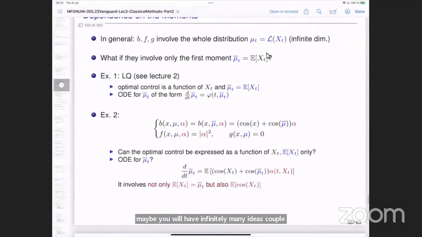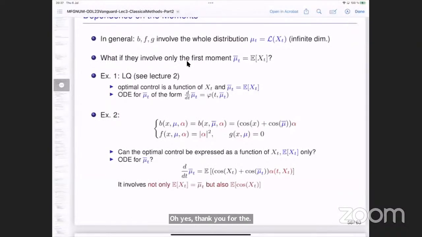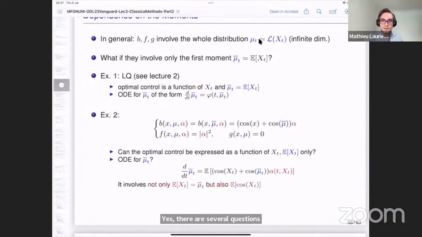However, there is a class... Sorry, Mathieu. Yes, someone is asking a question. Thank you for asking. Yes, there are several questions. Yes, absolutely. All right. Thank you. There are two questions at least. One is related to what we did in the morning. Yes, I could have started with that. How about I finish this, and then I will leave some time for questions about this whole slide deck, if you don't mind.